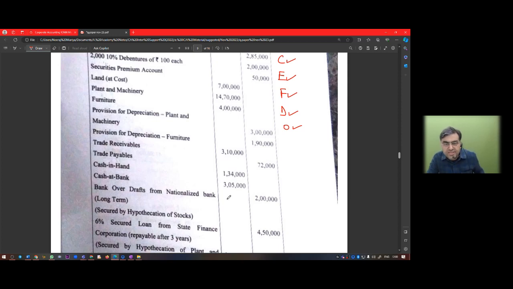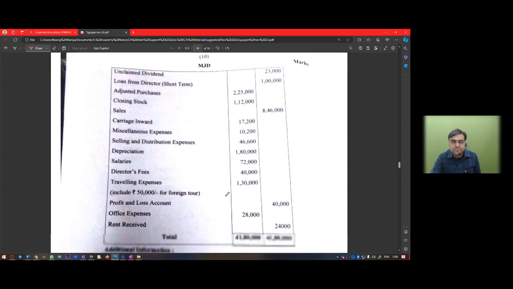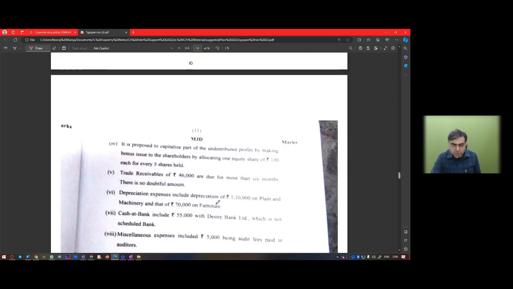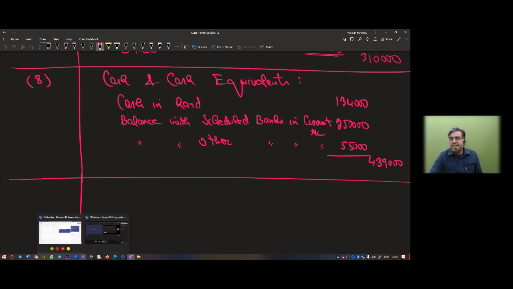Remember, please, the bank balance is 305, must remember. Bank balance is 305 and 305 minus 55,000, 2,50,000. Total $4,39,000. Note number 8 is complete.